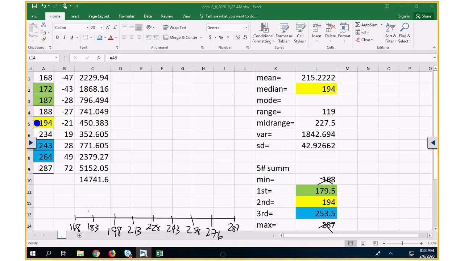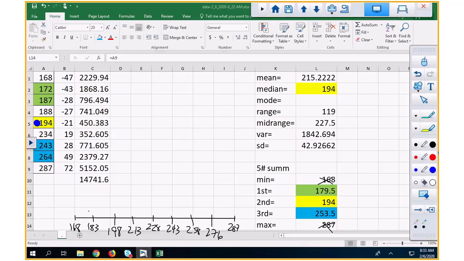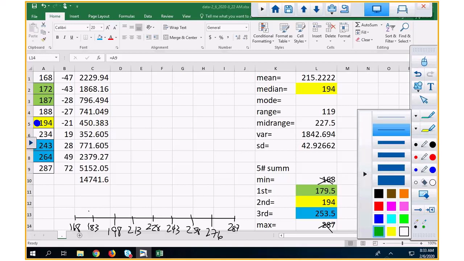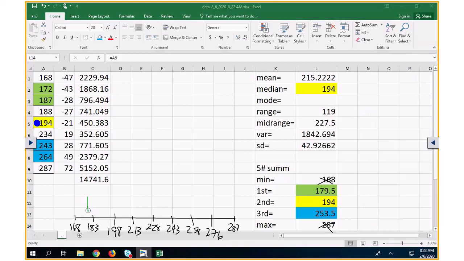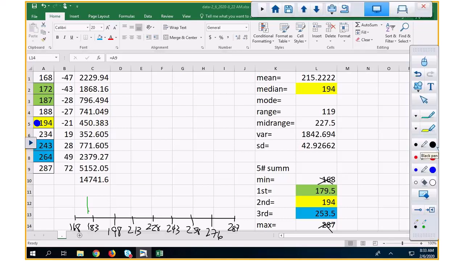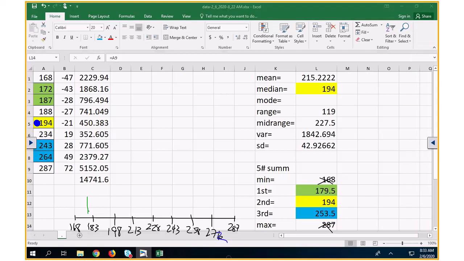All right, so now we're ready for the green. Verde, 180. 180, right there. Let's go with our blue. Our blue is 254. You're up, 276. It's 272. Between 258 and 287. Okay, now I don't forget what I was doing. 254 is right in here.